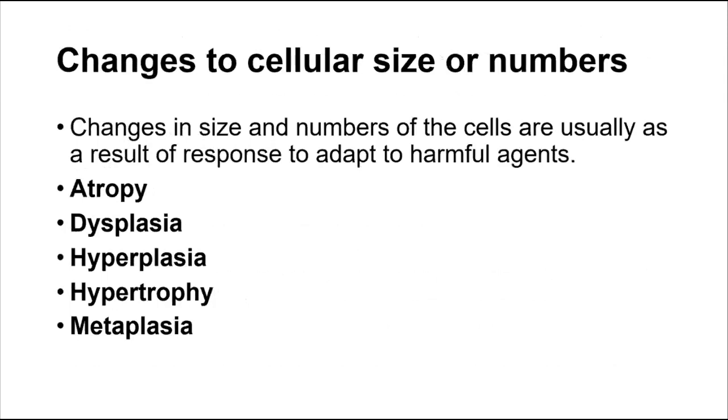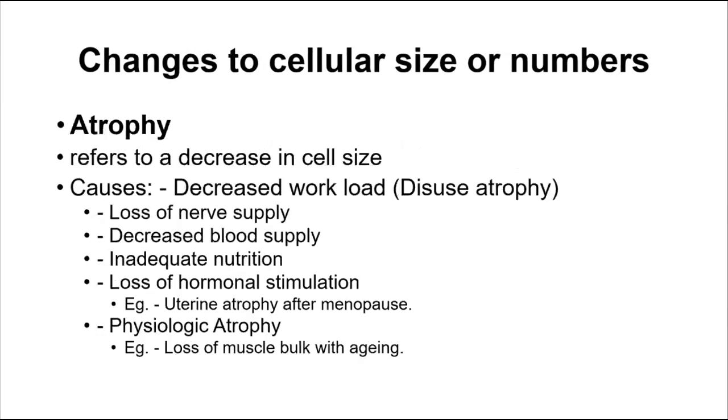With regards to the changes in cellular size or number, these are usually also a result of adapting to a harmful agent. And these are atrophy, dysplasia, hyperplasia, hypertrophy, and metaplasia. Atrophy refers to a decrease in cell size. Usually the cause is mostly a decreased workload, the so-called disuse atrophy.